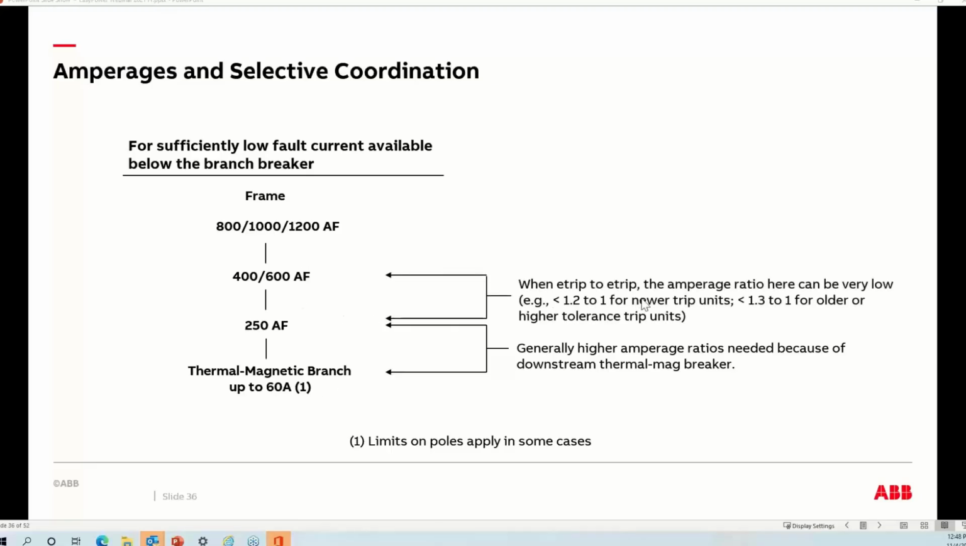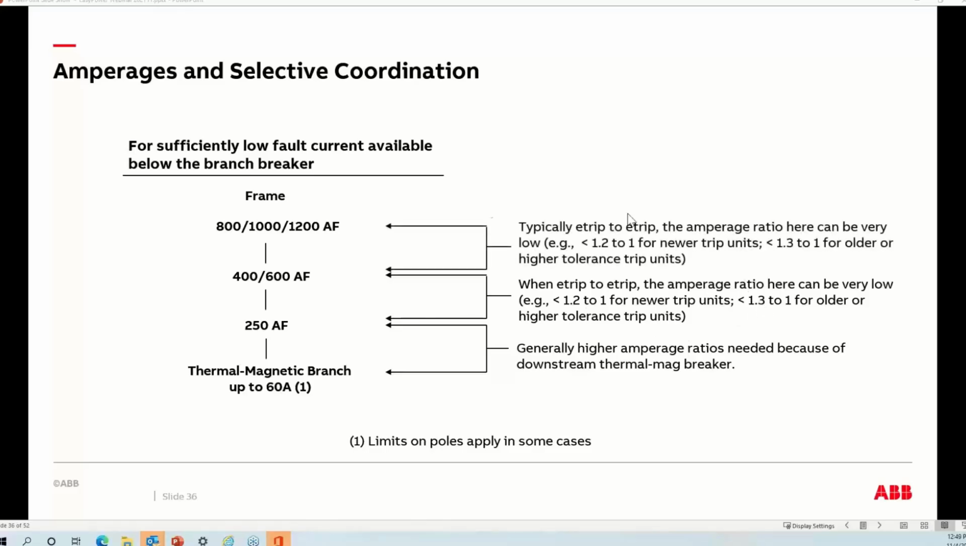Once you get higher up and you start using electronic trips, if this were electronic trip to electronic trip between these 2 frame sizes, here we have the ability, especially with newer trip units with lower tolerances, to get sub 1.2 to 1 ratio in terms of your amperage settings. If it's an older trip unit or one with less tolerance, you can still get down to 1.3 to 1 ratio. And then again, the higher up you go, probably more likely you're going to use E-trip to E-trip, same thing. You can get fairly low ratios of amperage settings.